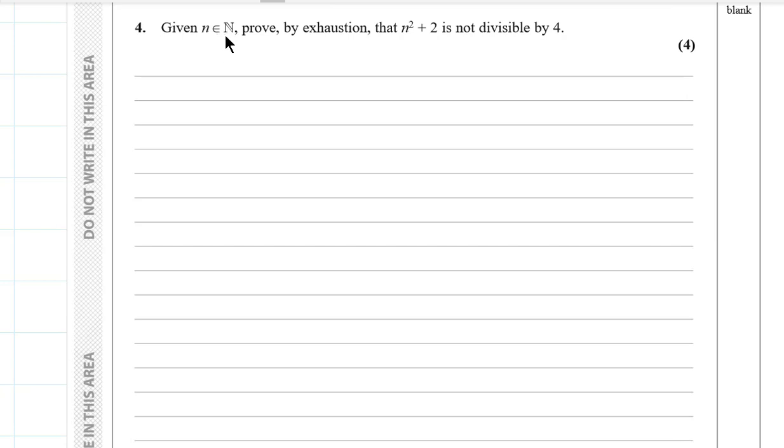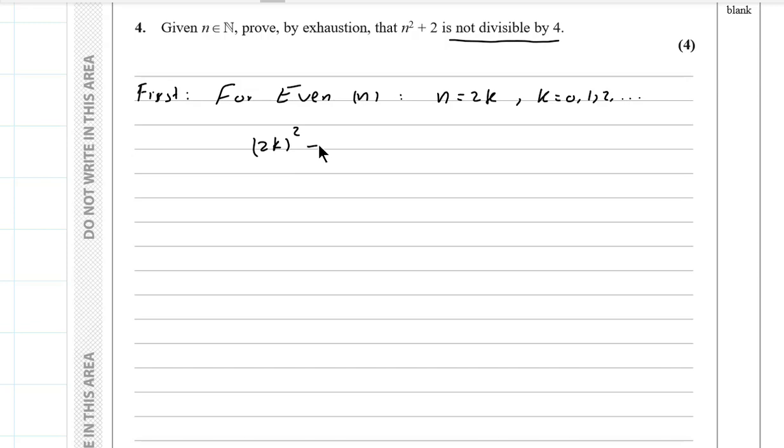4. Given n belongs to the set of natural numbers, prove by exhaustion that n squared plus 2 is not divisible by 4. Okay, we can say first, for even n, n equals 2k, where k equals 0, 1, 2, and so on. If we replace n with 2k here, we can write 2k all squared plus 2, which is 4k squared plus 2, right?